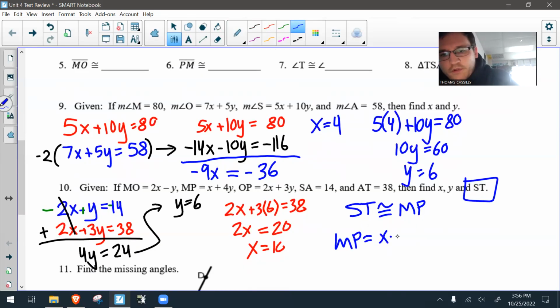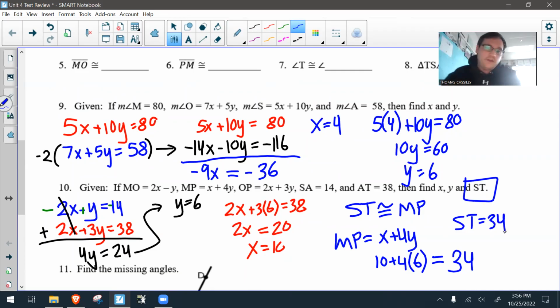equals x plus 4y. All right, well, we know what x is. X is 10. We know what y is. Y is 6. So that equals 4 times 6, 24, plus 10. That's going to give us 34. All right, so ST equals 34. And now that one's done.